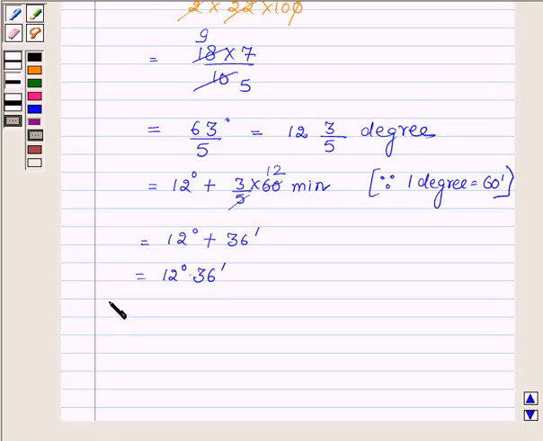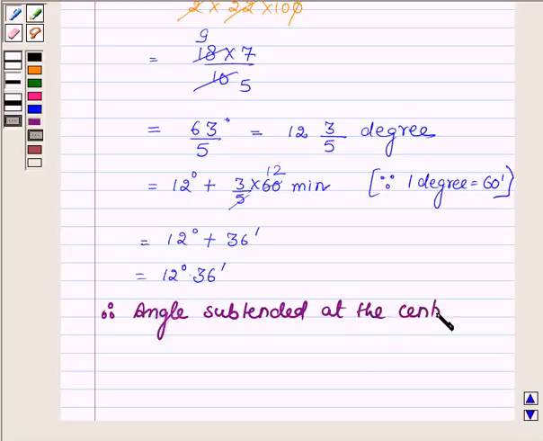And therefore, angle subtended at the center is equal to 12 degrees and 36 minutes.